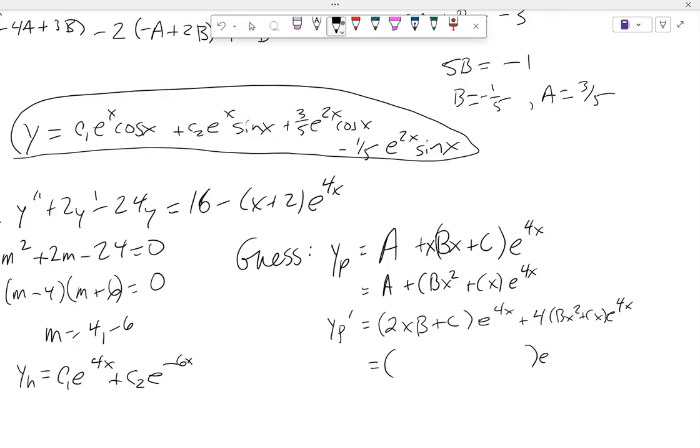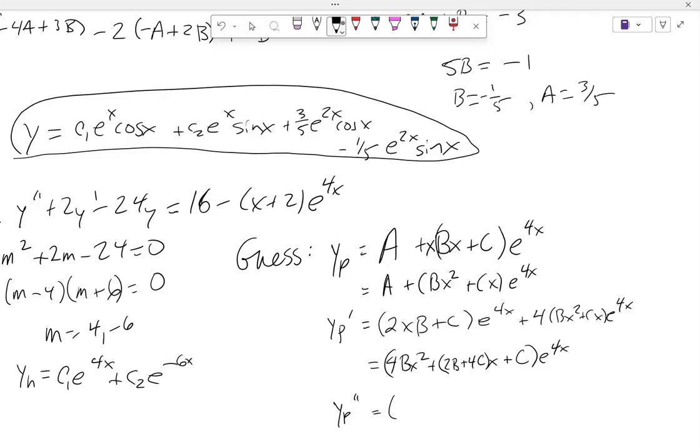Both pieces have an e to the 4x in them, right? We'll have a bx squared, certainly here. Oops, no we won't. We'll have a 4bx squared. And then on the x, I've got a 2b and a 4c, right? And then plus a c. I only gathered everything because I thought it made it a little easier to take the second derivative.